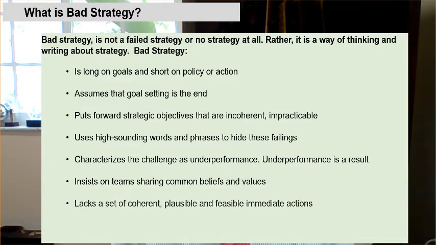So let's go over a few of those things quickly here that he mentioned in the book. A bad strategy is long on goals and short on policy or action. You will see many times companies will have what looks like a strategic process. They'll have strategic objectives, and they'll have an end point where they want to get to, but they won't have anything in between in terms of action.